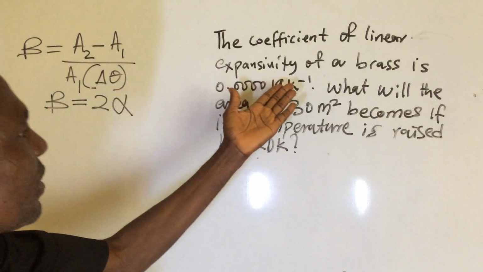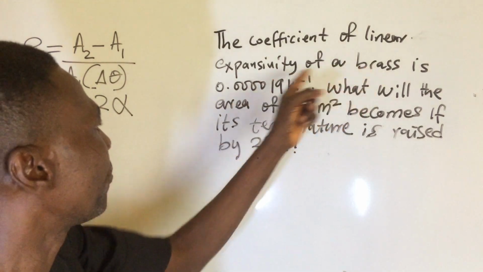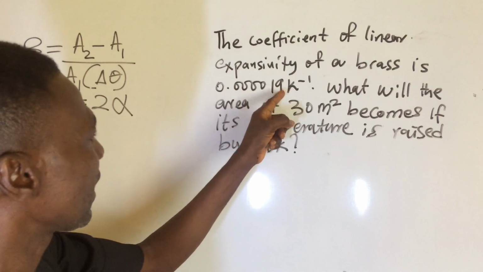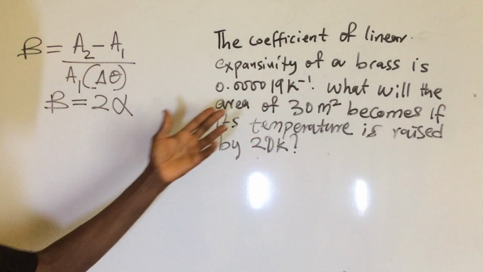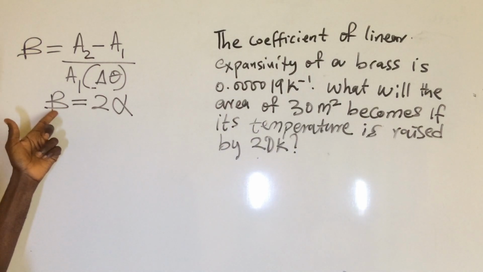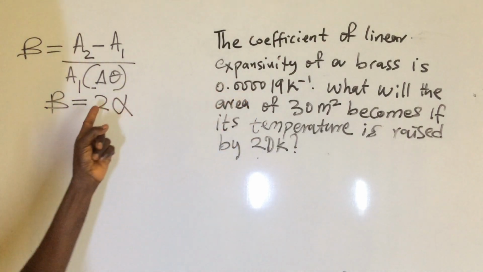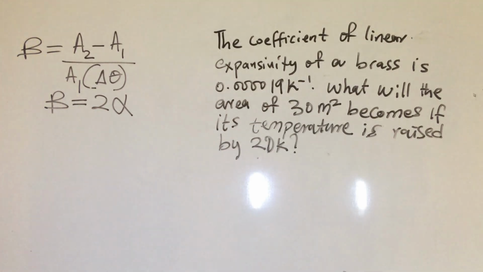So linear expansivity was given in this question, which is the linear expansivity of brass, 0.000019 per Kelvin. We are now going to convert it with the relationship to beta, which is our area expansivity, by multiplying this value by 2.